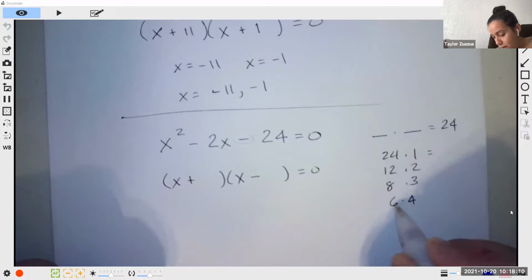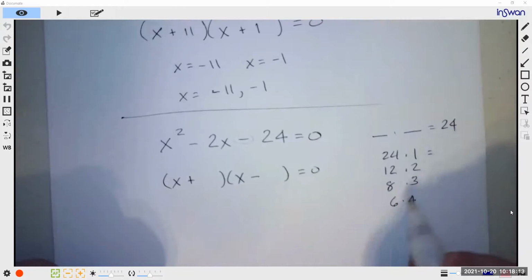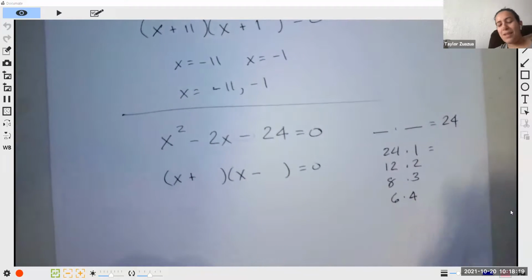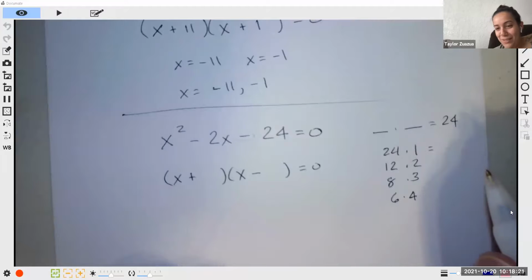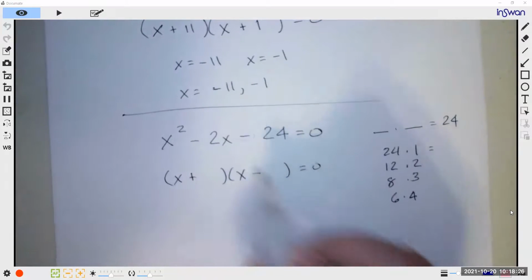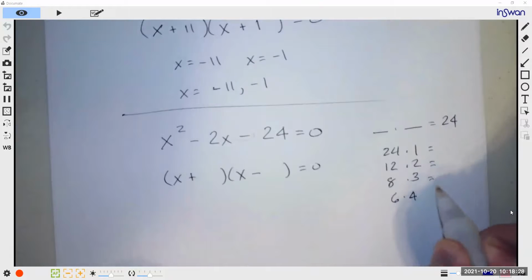6. 5 doesn't go. 6 is there already. All right, so those are all the possibilities. There's multiple choices for 24. Yes, exactly. And now, how do we see which pair is good?